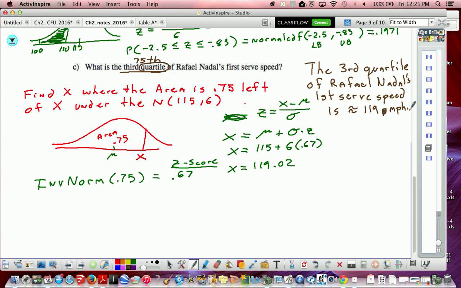Alright, use these examples as a guide to work on your CFUs in 2.4. So the problems that you have in 2.4 are very much similar to what we just did today.